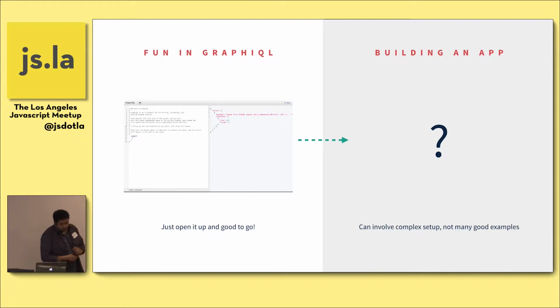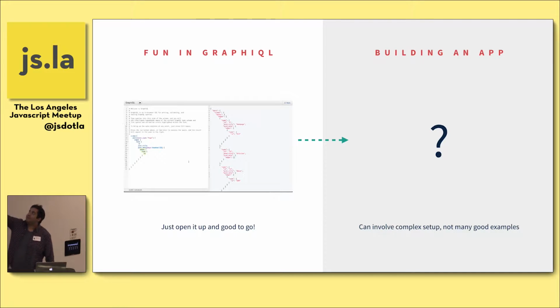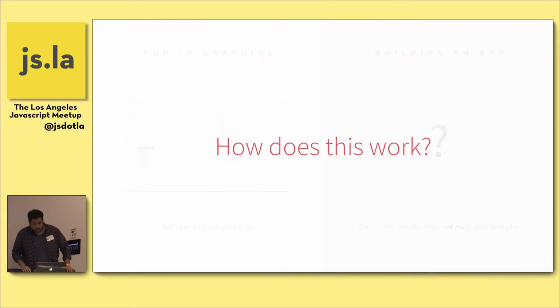So the problem though, and this is where I'm going to get into Apollo, is how do you translate fun in GraphQL into having an actual app, right? It's really hard to take that on the left and turn it into an actual product. So I want to talk about how GraphQL works, and then I'm going to get into Apollo and all the good stuff there. So how does GraphQL work?